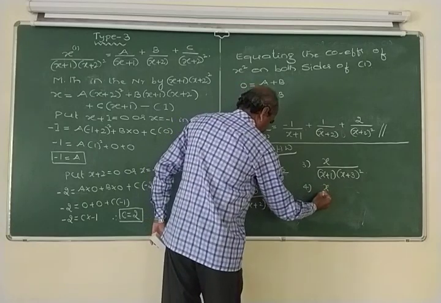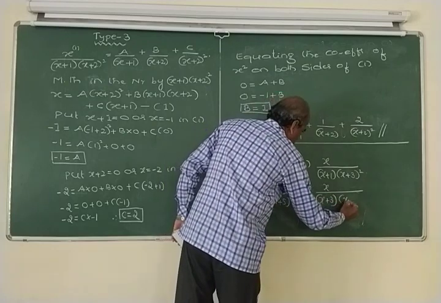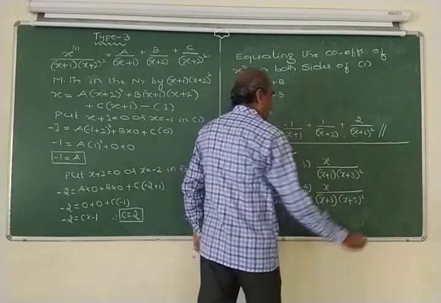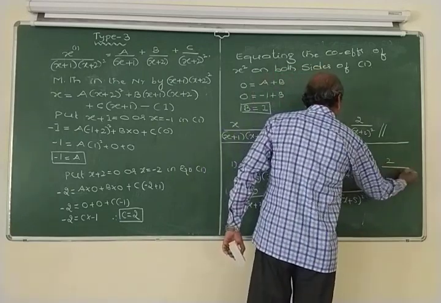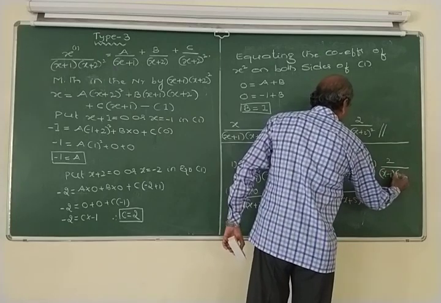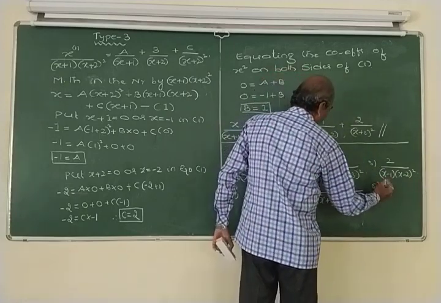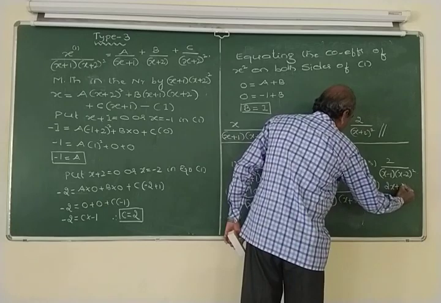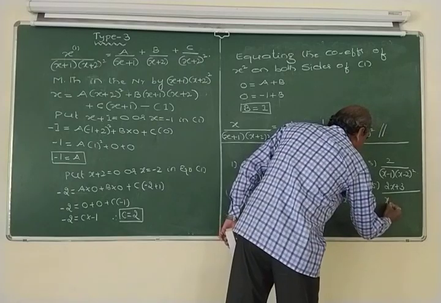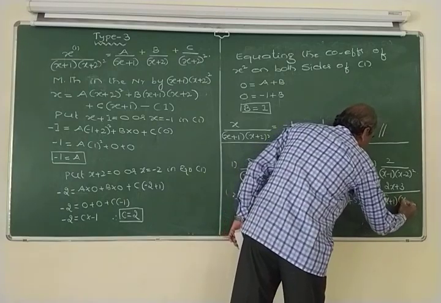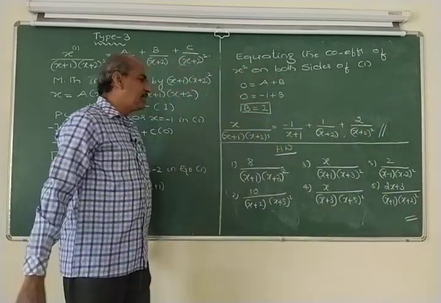Fourth one, x divided by x plus 3 into x plus 5 the whole square. Fifth one, 2 divided by x minus 1 into x minus 2 the whole square. One difficult type I will give, try at home. In case you don't get it, I will do it on the board again. 2x plus 3 by x plus 1 into x plus 2 the whole square. You try these examples at home.